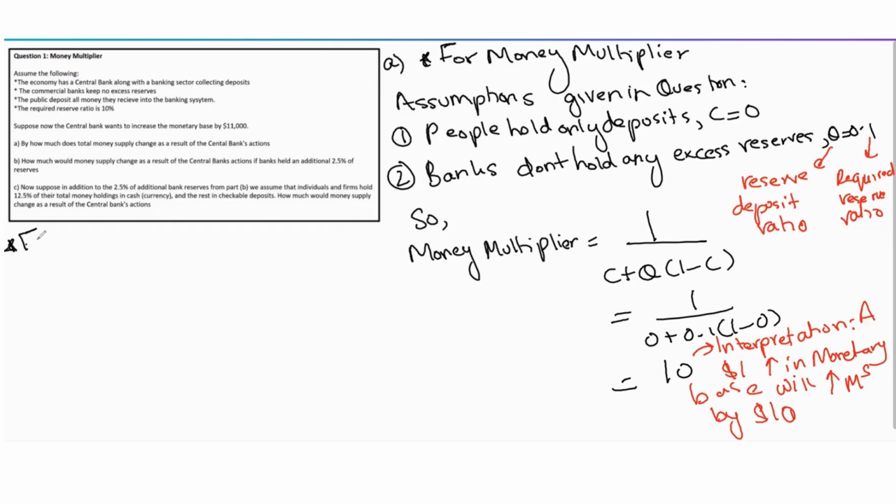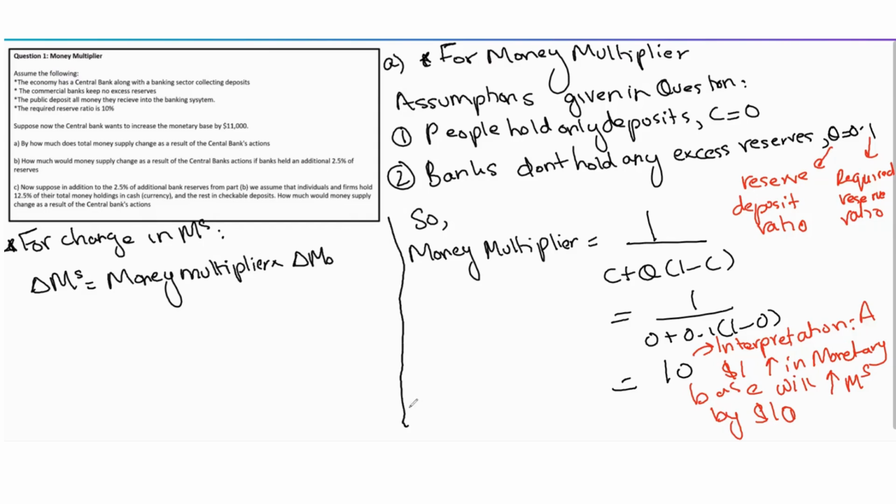Now let's find the change in money supply. We know that we can write the change in money supply as the money multiplier times the change in monetary base.